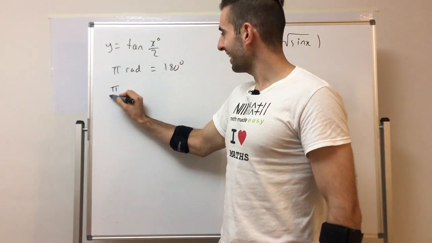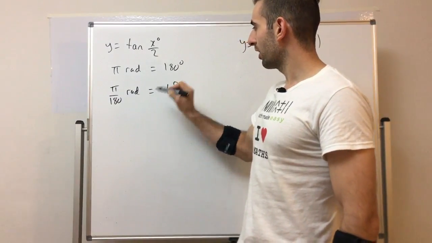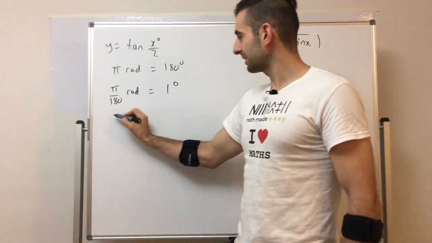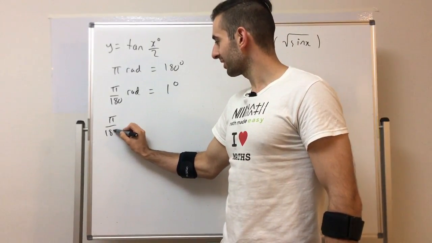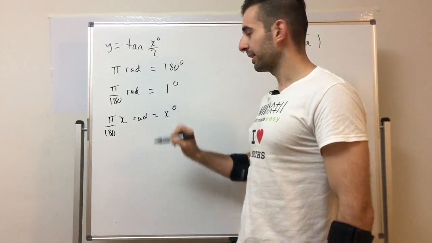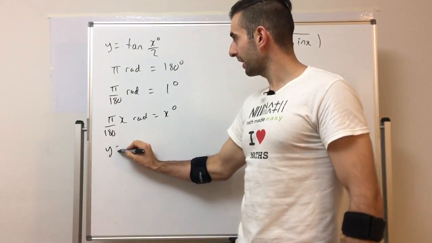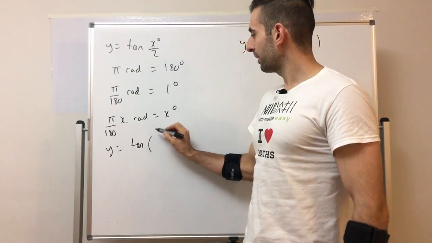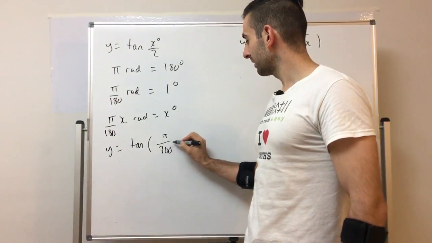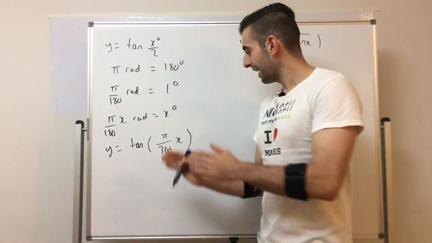If I divide by 180, I get that pi on 180 radians equals 1 degree. Then if I times both sides by x, I get pi on 180 x radians equals x degrees. Now I sub that in, and we get y equals 10 tan of pi on 360 x radians, because we're dividing by 2.